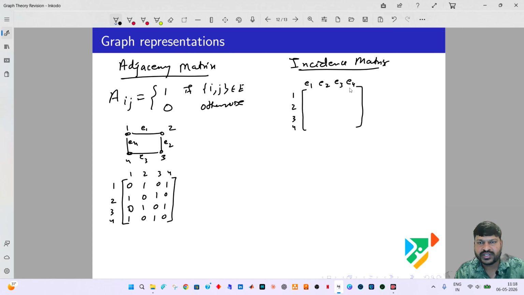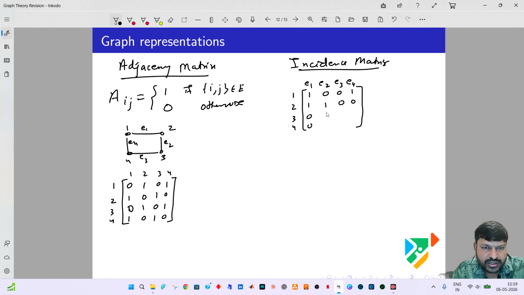So it depends on how you label the edges and vertices. Accordingly, your incidence matrix will be formed. So 1 is incident on E1, yes, put 1. 1 is incident on E4, yes, put 1. Remaining will be 0. 2 is incident on E1, yes. 2 is incident on E2, yes. Remaining will be 0. This one will be 0. This one will be 0.